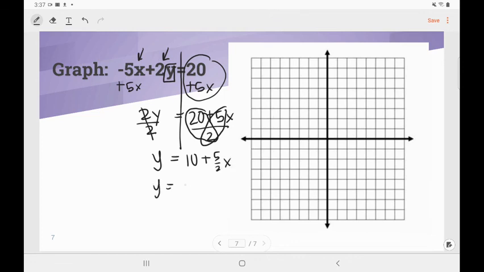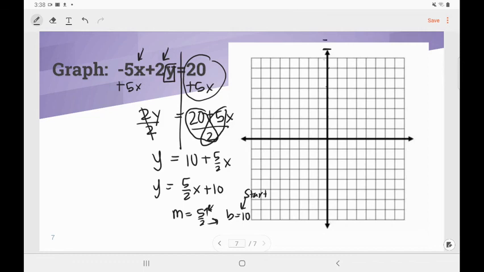I'm going to convert my form. 5 over 2x plus 10. My slope is 5 over 2. My b is positive 10, so this is my start. These are my directions, so up 5, to the right 2. So I'm going to start up 10. 1, 2, 3, 4, 5, 6, 7, 8.